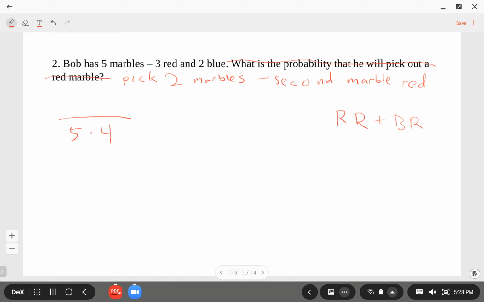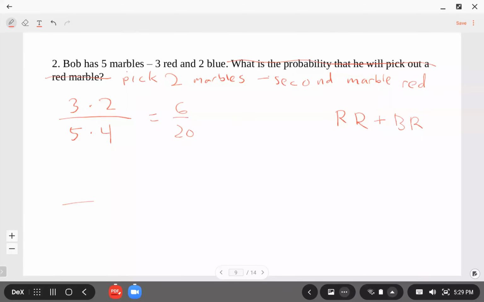Now for the red red. First we have 3 red marbles to pick from, is that right? Then we have 2 red marbles to pick from. We get 6 out of 20. That is part of Kaixi's answer, but we're supposed to add another probability. So Kaixi, your answer is going to be incorrect, but you did solve for the red red. I think you forgot to put the probability for the blue red section.